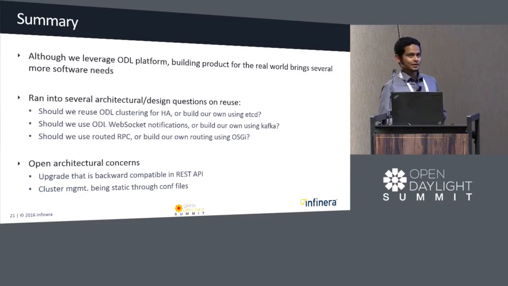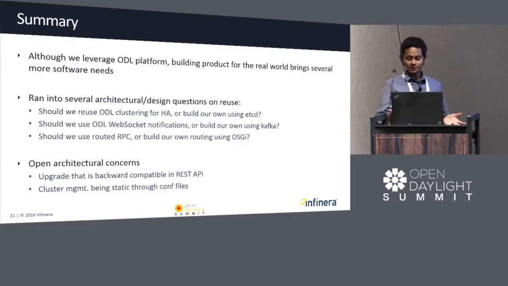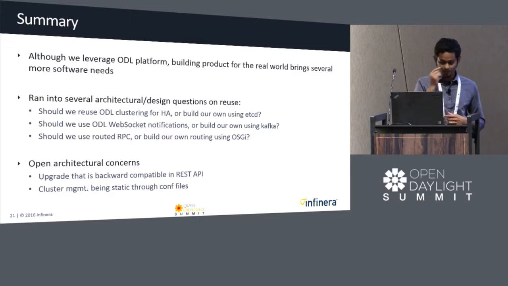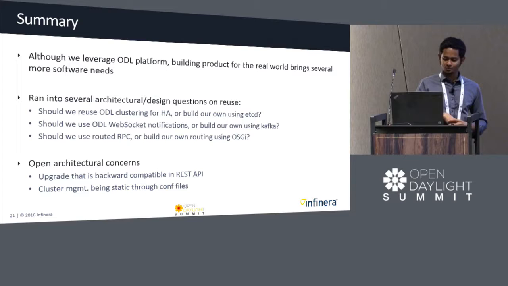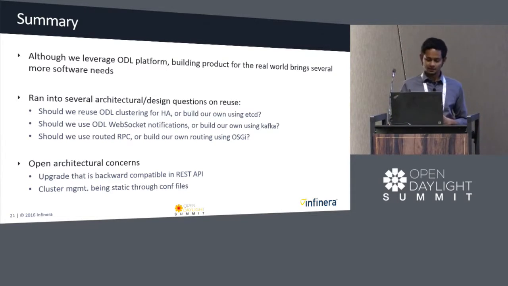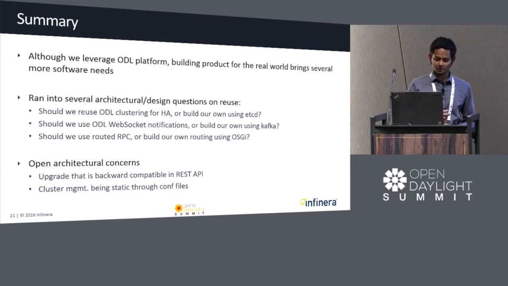So the goal is to build a platform because you don't know what applications are going to be there 5 years down the line. So the platform should be flexible and be able to support several different architectural choices, and that's what we want. We want something that's flexible and you can adapt accordingly. And there are still some open concerns which I think have been brought up in other forums and other sessions. Upgrade, especially for the northbound REST API, is unclear. It's not backward compatible, so that's still open. The cluster management in Beryllium was very static using config files, and hopefully that'll get solved. I have not checked Boron, but I'm hoping it'll get solved at least by Carbon.